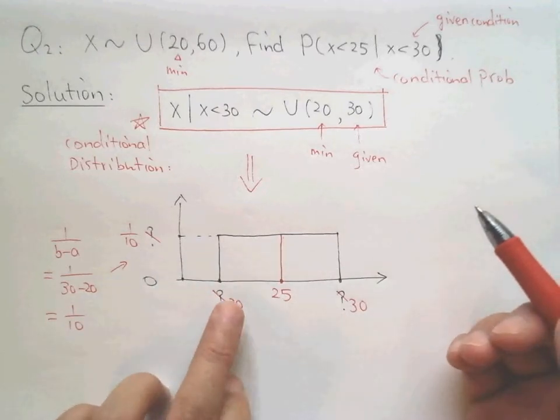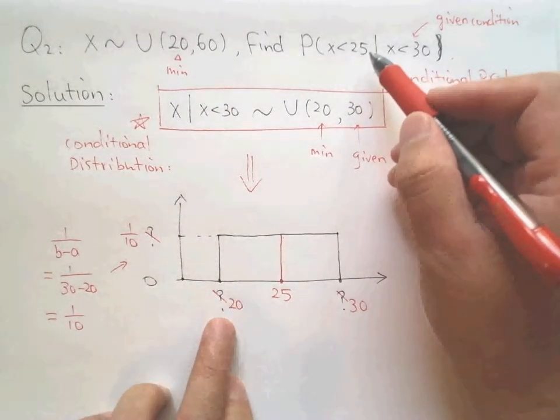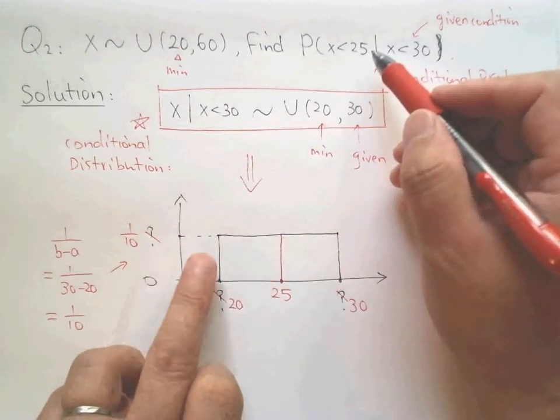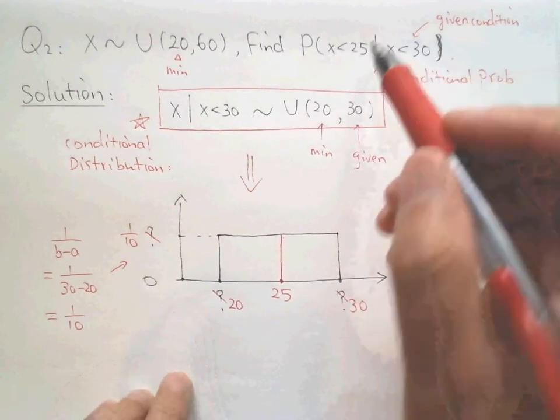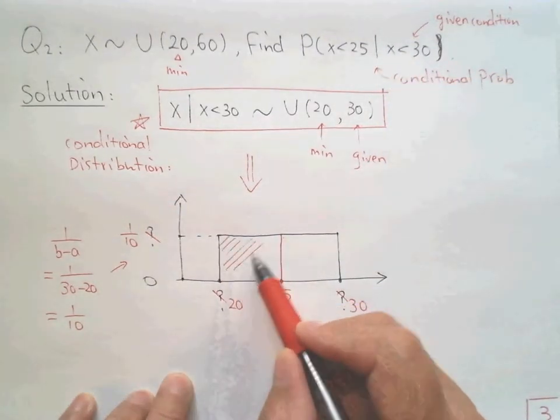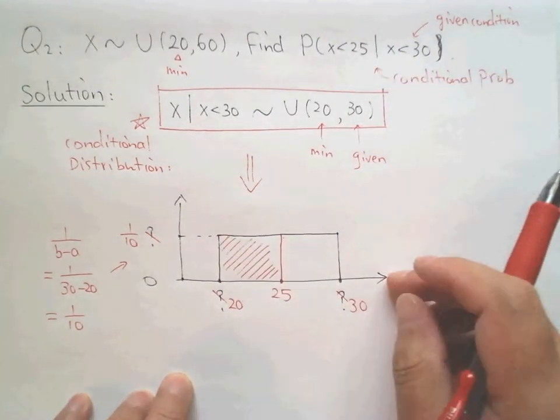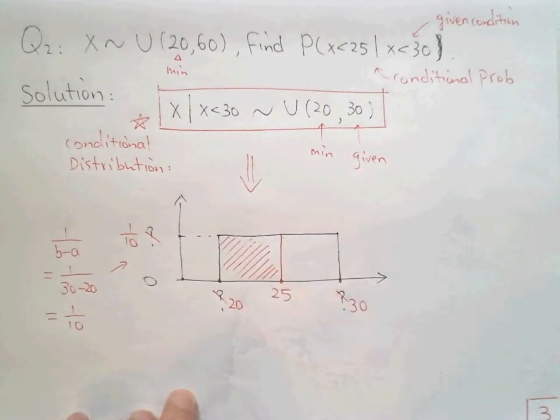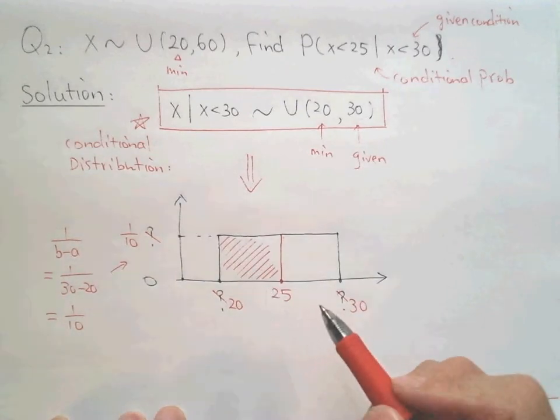However, the minimum, you know how to determine. The minimum should be equal to 20. And less than 25 means between 20 and 25, right? Don't go beyond. Go down, because there is no probability there, no chance there. This is the probability. This is a region, the shaded region corresponding to the probability.